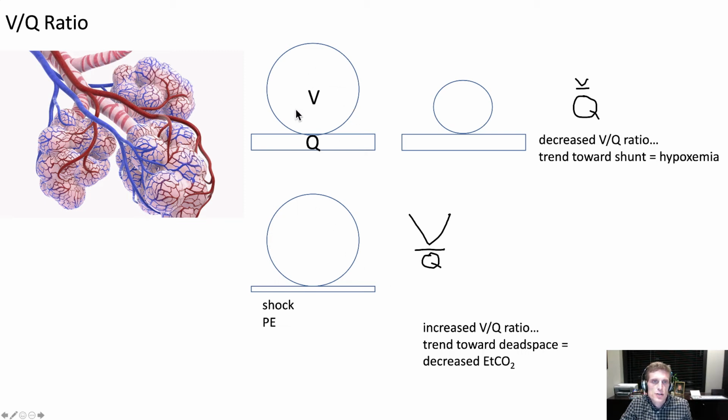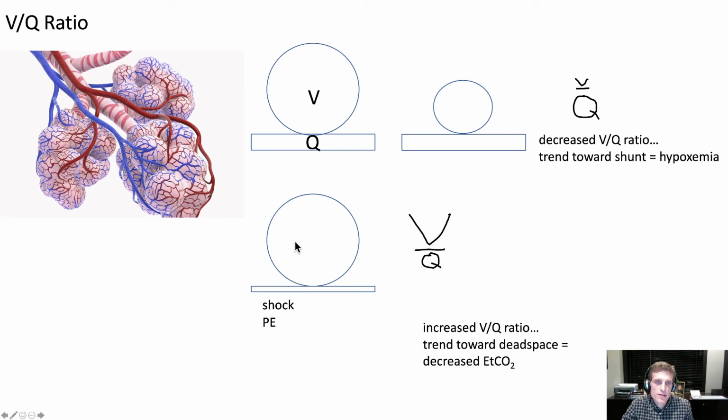If we imagine this unit here, we have 0 CO2 when we breathe in. What happens is the CO2 comes through the Q and diffuses here and then gets breathed out up here. And our end-tidal CO2 detector, which is just outside the mouth, reads that CO2.